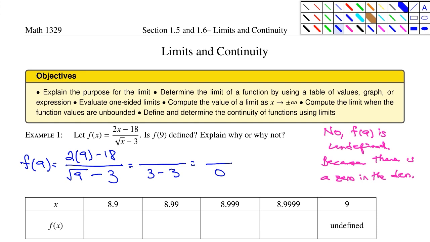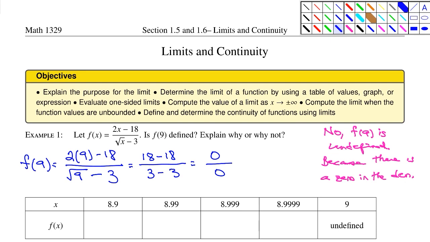Well, not quite. Let's take a look at the numerator. What happens up here? 2 times 9 is 18, minus 18. That's also 0. So notice I didn't need to know what the numerator was to determine that the function was undefined. But now that I know that it's 0 on top, that is something sort of very special. And that's where limits come in.